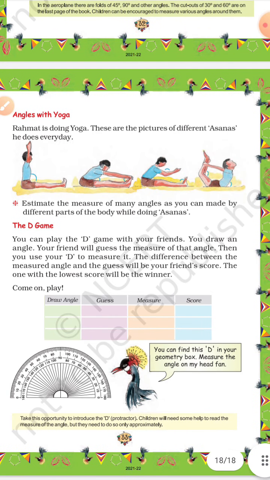Now on the next page we can see that one boy is making angles with yoga. The name of the boy is Rahmat, and you can see that he is doing the yoga. There are pictures of different asanas he does every day. Now estimate the measure of as many angles as you can made by different parts of the body while doing the asanas.